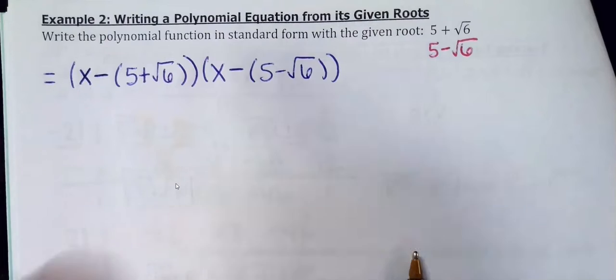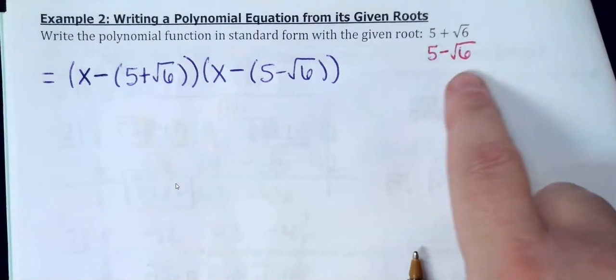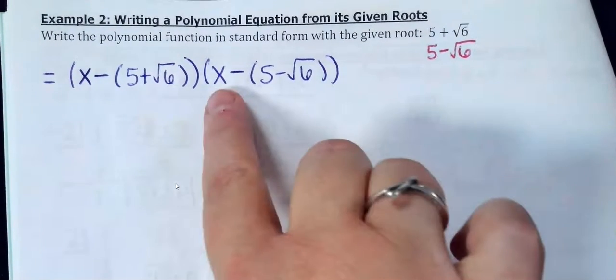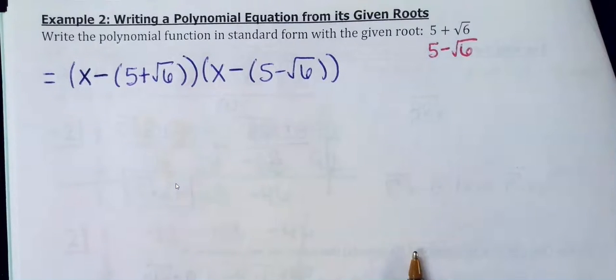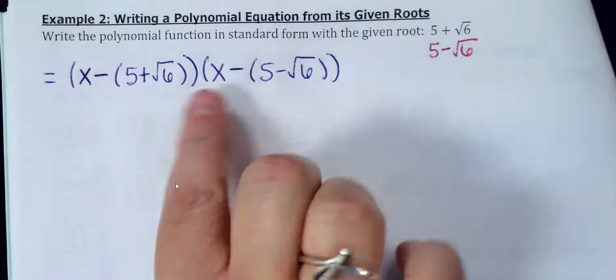That would make that 0. Same thing here. If I put 5 minus radical 6 in for this x, we'd have 5 minus radical 6 minus 5 radical 6 would become 0. So it's just minus every time.